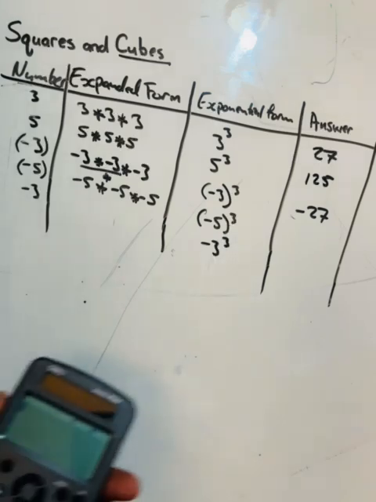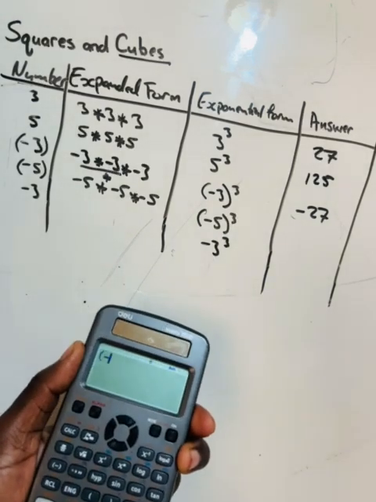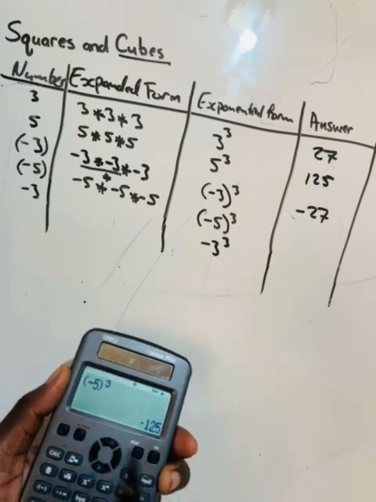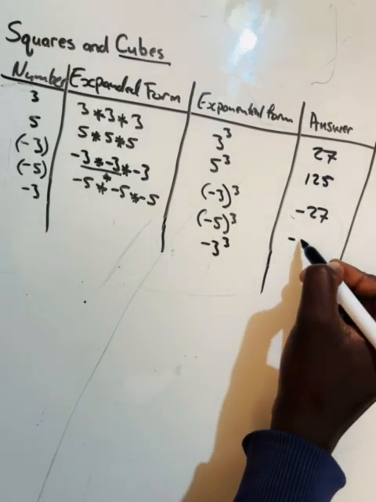All right. If we go to negative 5, it should give us the same kind of answer. Negative 5 cubed is equal to negative 125.